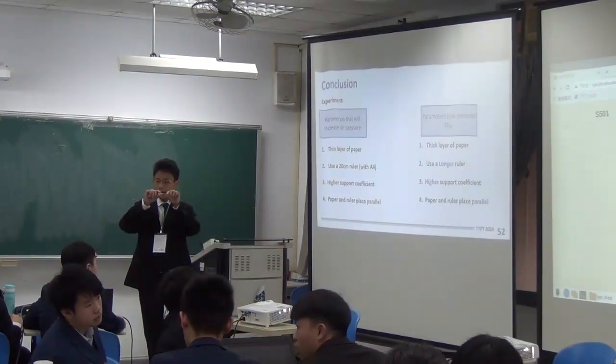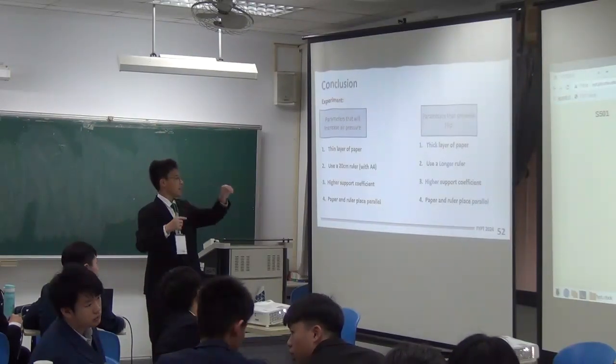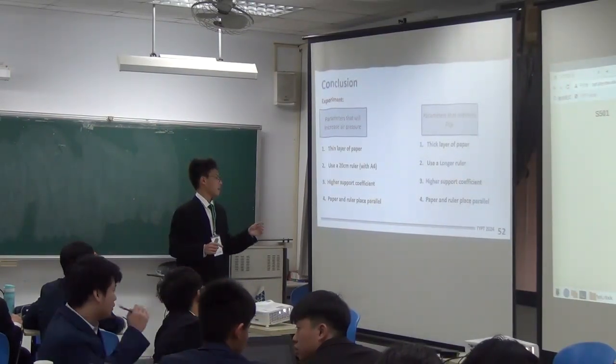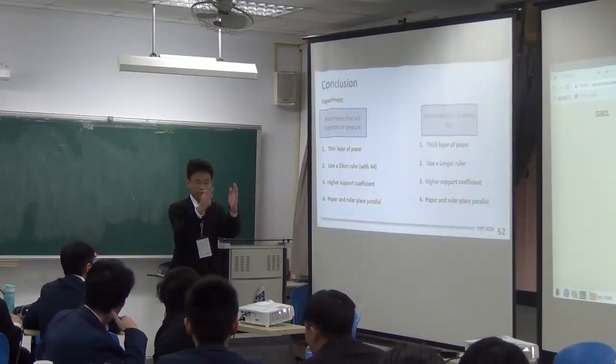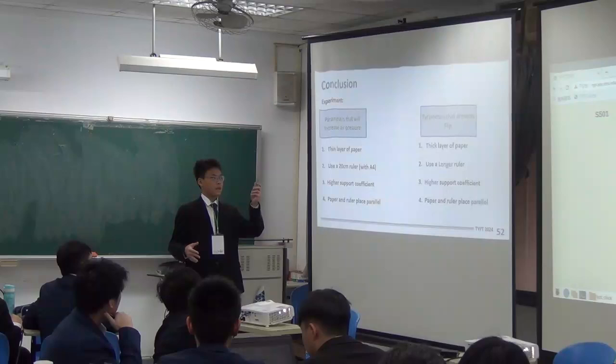So if I have a thin layer of paper, that will form it very easily, and the 20 centimeter ruler, and higher support coefficient ruler, and the paper and ruler need to be placed parallel. And these are the parameters that prevent the flip.